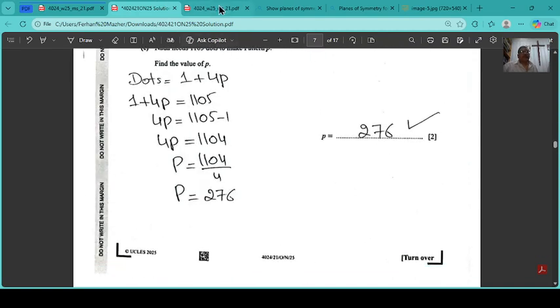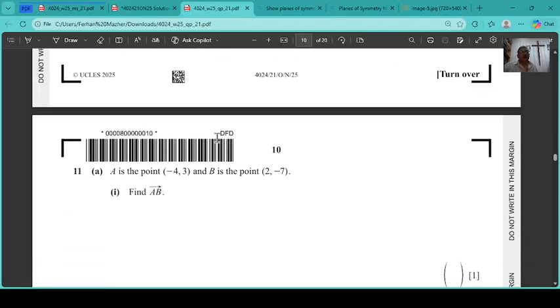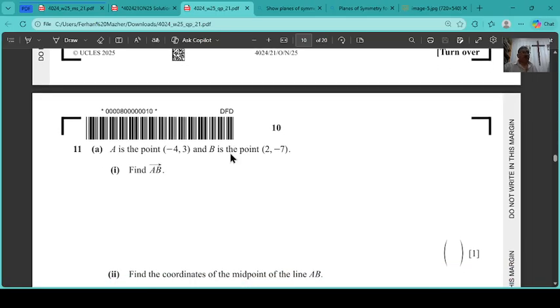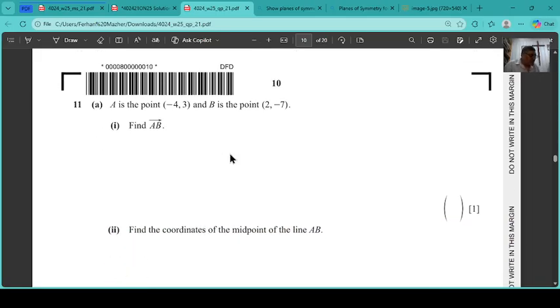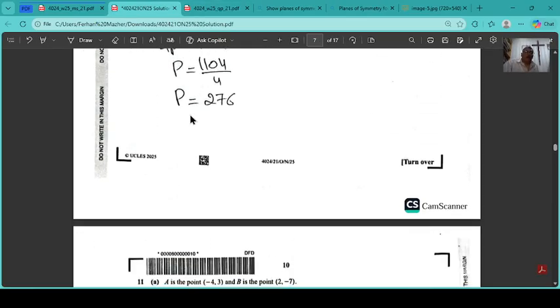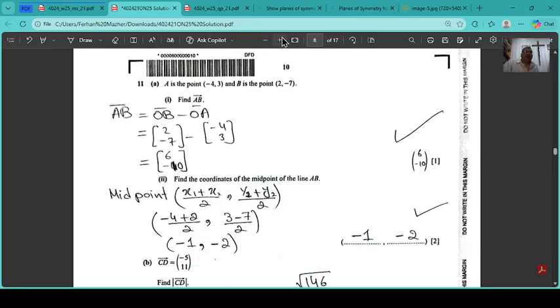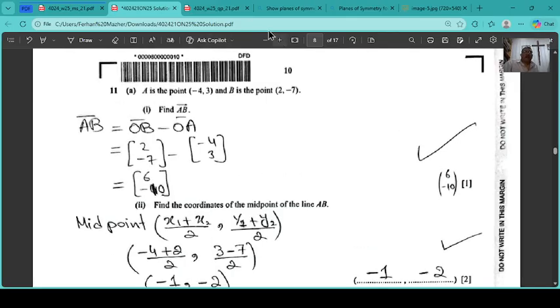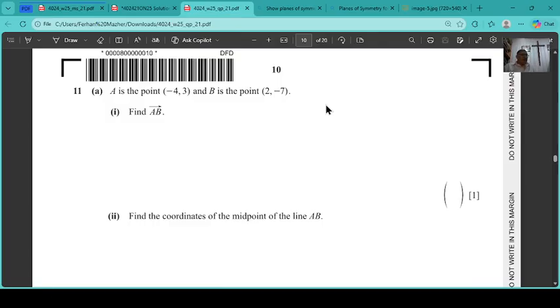Okay, so then we have the next part, question number 11, coming up on your screen. We are done with question number 10. Now we are on question number 11, part a. It says A is the point minus 4 comma 3 and B is the point 2 comma minus 7, and they say find the vector AB.